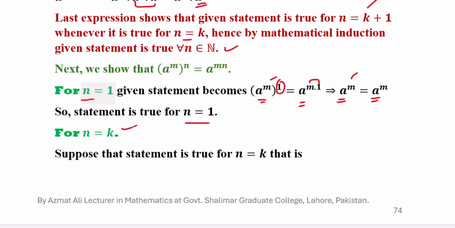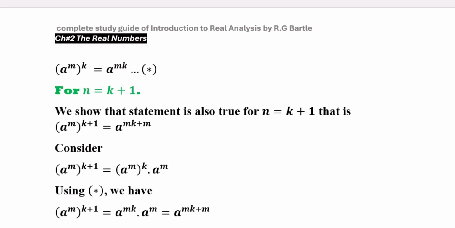For n is equal to k, suppose that the statement is true for n is equal to k, that is, a raised to power m whole power k is equal to a raised to power mk. Say this is my star. For n is equal to k plus 1, we show that the statement is true for n is equal to k plus 1. That is, we have to show that a raised to power m whole power k plus 1 can be written as a raised to power mk plus m. Consider the left hand side, a raised to power m whole power k plus 1.